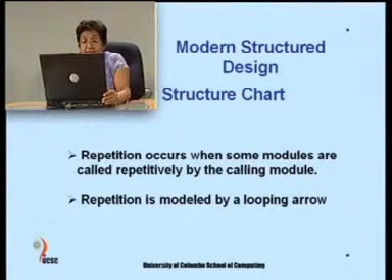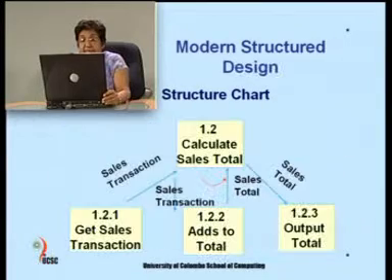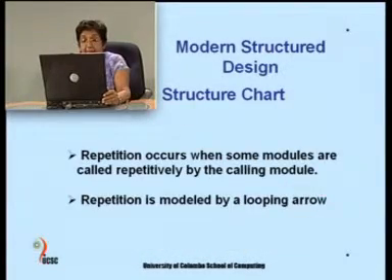The repetition occurs when some modules are called repetitively by the calling module. So, in this first diagram that we saw, calculate sales total has to be done a number of times. To calculate the total, how does it do it? All sales transactions have to be added to the total. Each and every transaction that has been input through get sales transaction will be added by adds to total. So, that is why there is repetition there, and it is shown by a looping arrow.